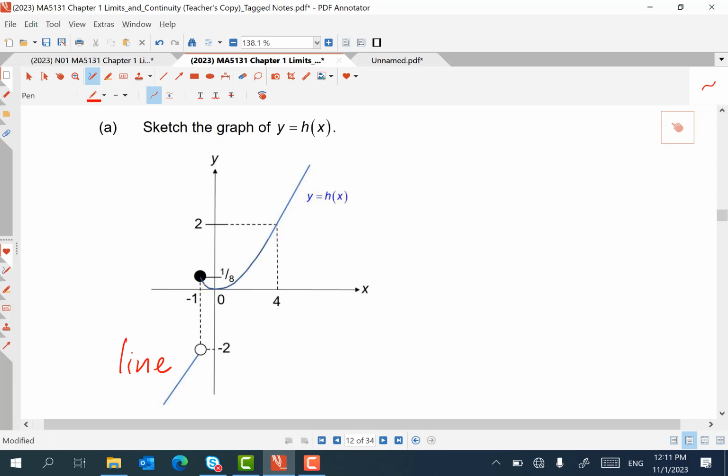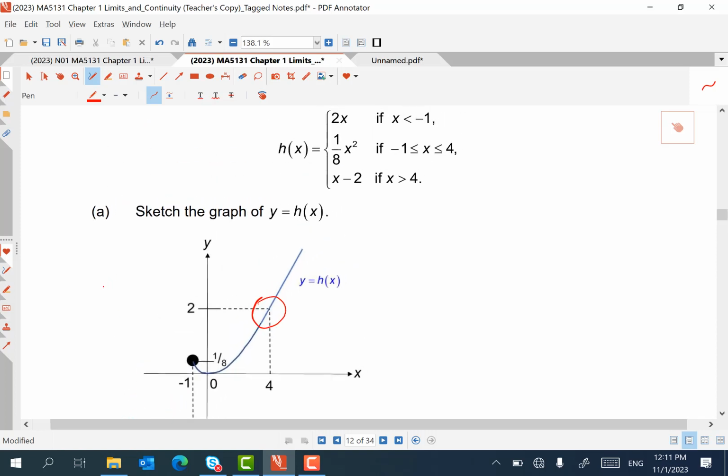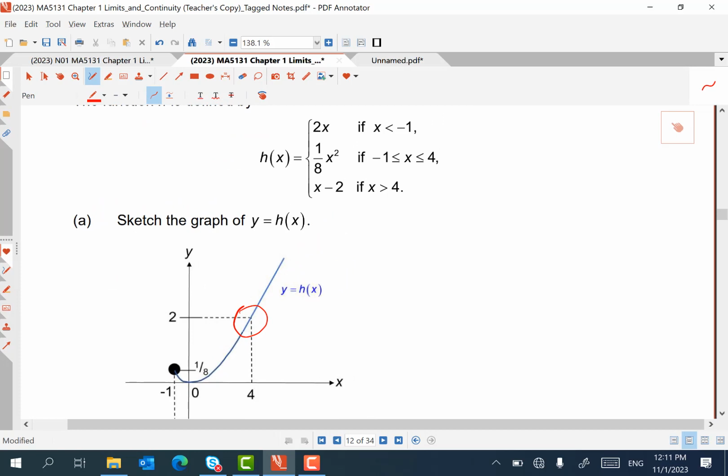-1 to 4 is a curve. The gradient. This one is it? Okay, so I'm asked a question. Let's check again. Let's check the gradient just before 4 and the gradient just after 4.